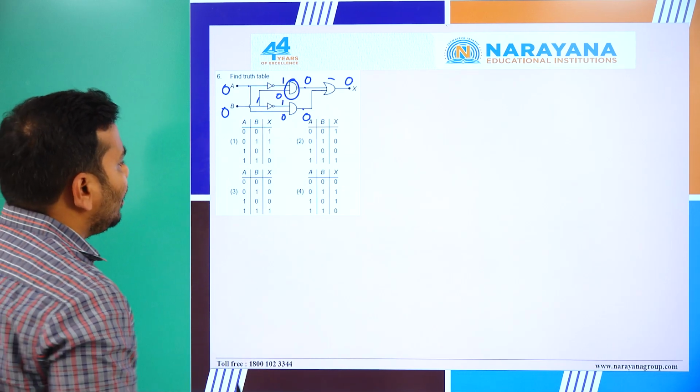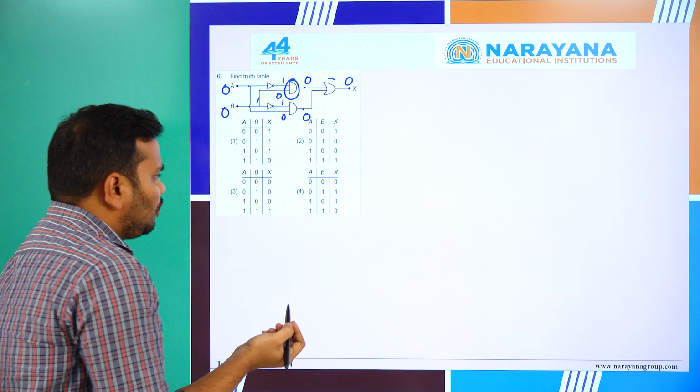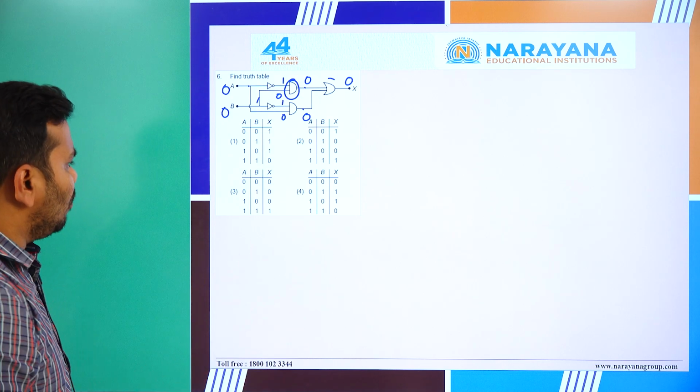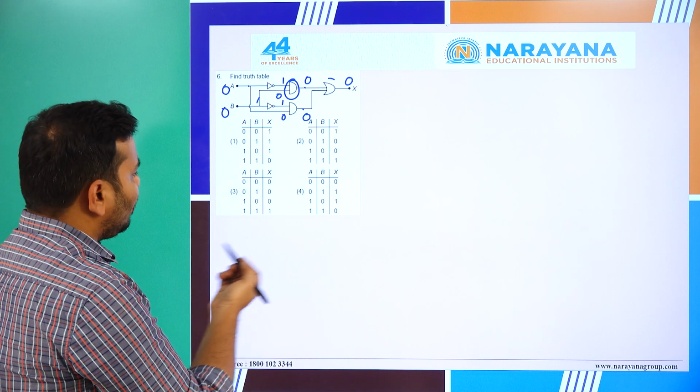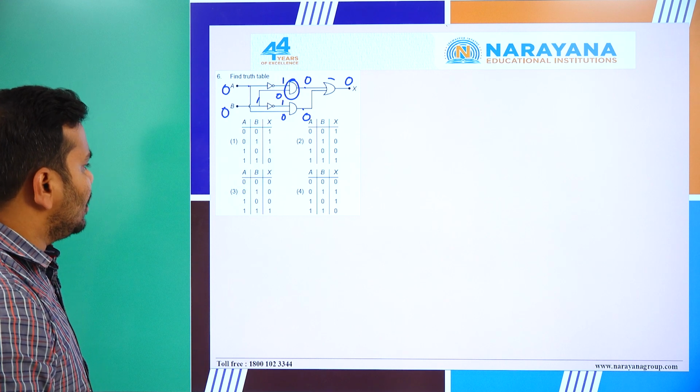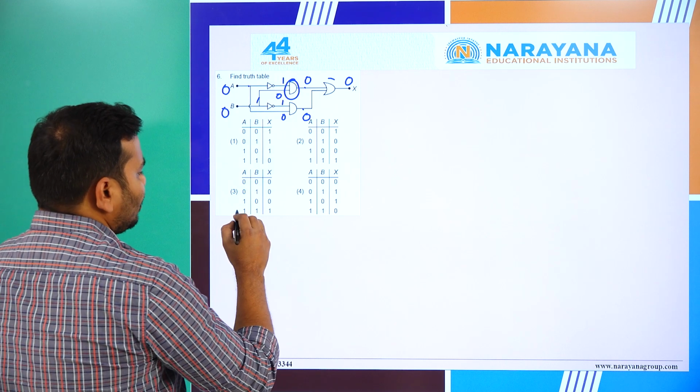Now in these two options only, 3 and 4, for A=0 and B=0 we have output 0. If you check one more output, then easily you can sort out the options here, right? So rather, I will go for 1 and 1.